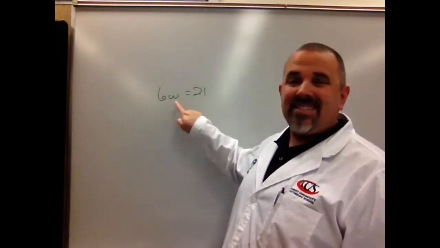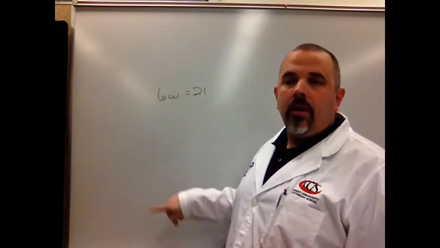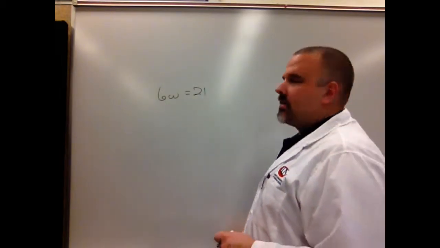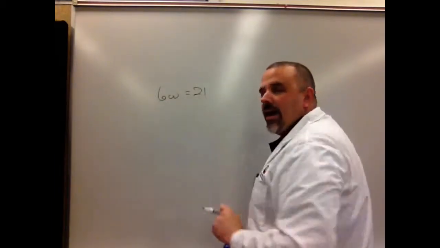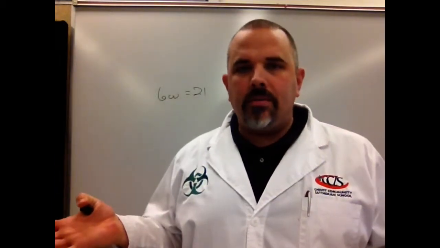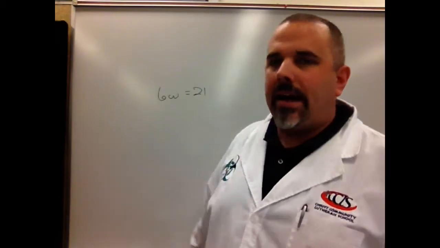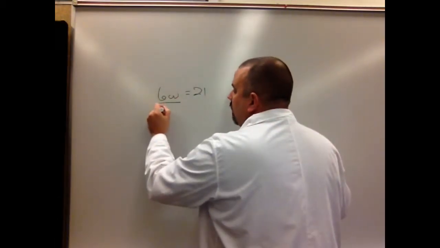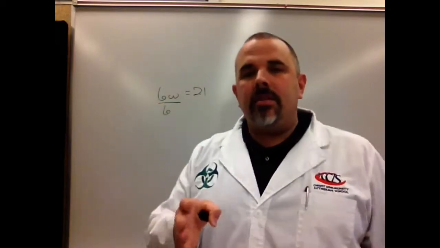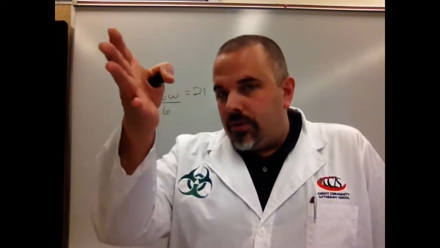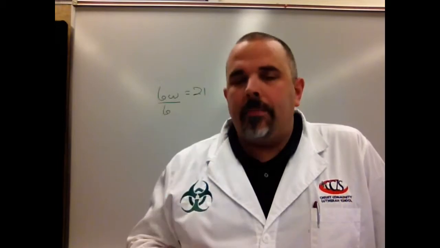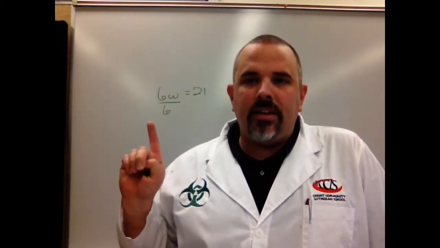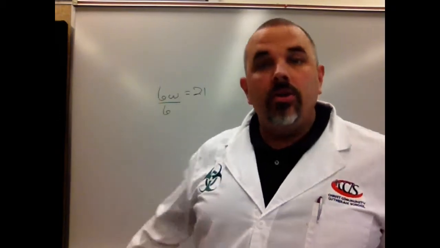Well, we want to isolate the W all by itself. So we have to do the inverse operation, the opposite operation in this case. So 6 times W, what's the opposite of times? It's divide. So instead of multiplying by 6, we have to divide by 6. What is the constant thing I tell you with fractions? If you do it to the top, you have to do it to the bottom. In this case, it works just the same with equations. If you do it to the left side of the equation, you have to do it to the right side.